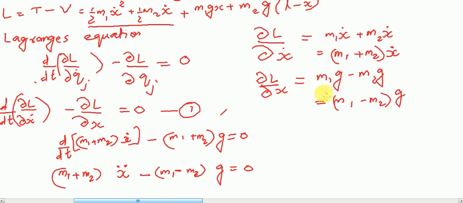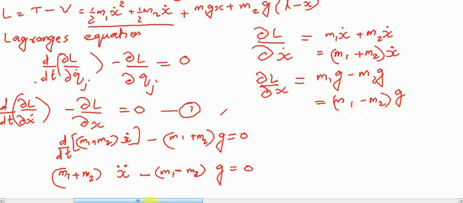Now differentiating with respect to x, that is dou by dou x. Here the differentiation is with respect to x, therefore only the last two terms have to be differentiated. So m1 g x plus m2 g (L minus x) will give m1 g minus m2 g. g is a common factor, so (m1 minus m2) times g.